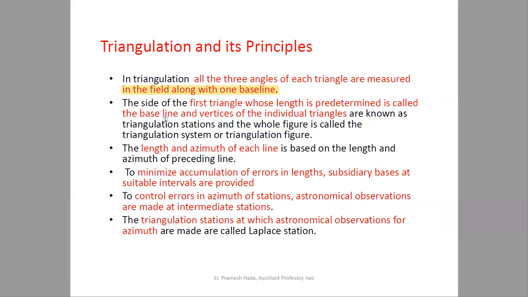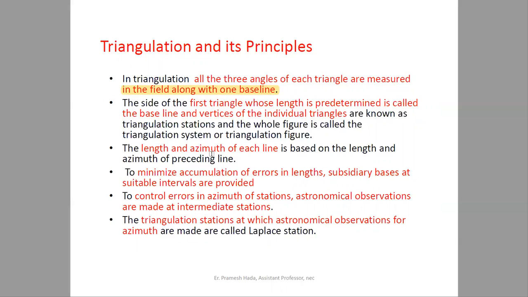The side whose length is known to us, or given to us, or which we take as reference, is called the baseline. The vertices of the individual triangles are known as triangulation stations. The whole figure is called the triangulation system or triangulation figure.